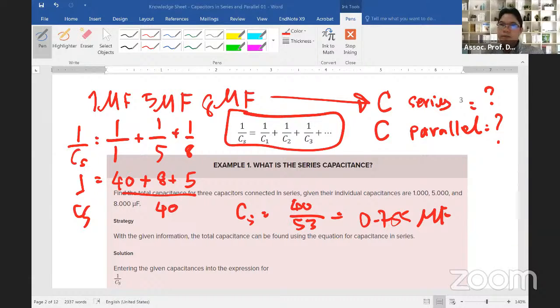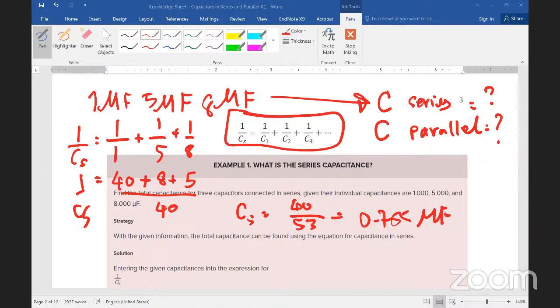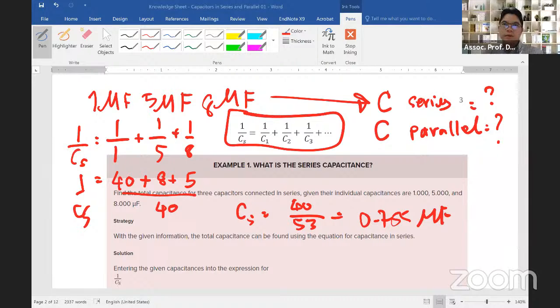Can you see the screen? I think I shared the screen already. Not yet, sir. Not yet. Okay, so I will share. Please wait. Okay, this one, please.